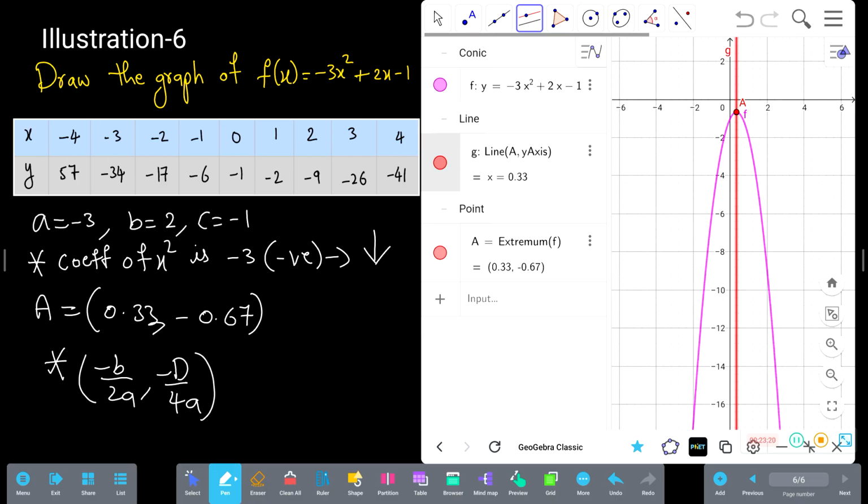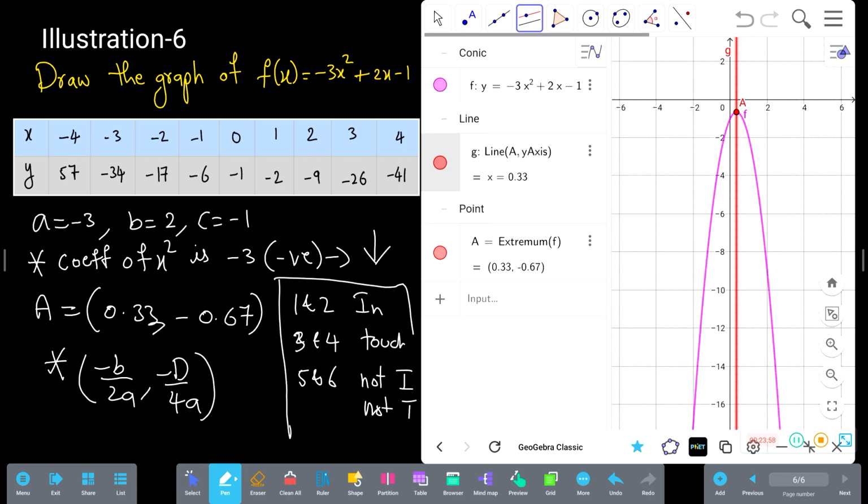So this is about illustrations of different types of quadratic polynomials. The first 1 and 2 are polynomials which were intersecting the x-axis. 3 and 4 were touching the x-axis, and 5 and 6 are not intersecting and not touching the x-axis. So these are the 6 types of illustrations we have learned in this class, right?